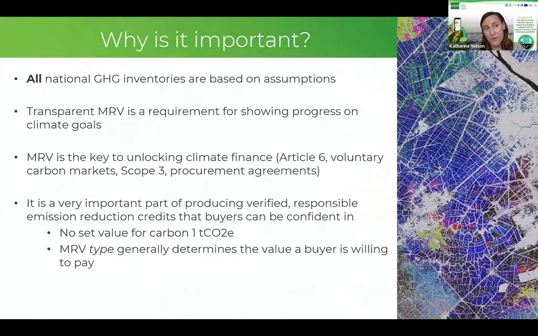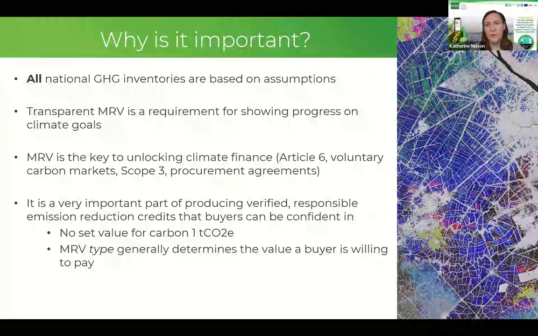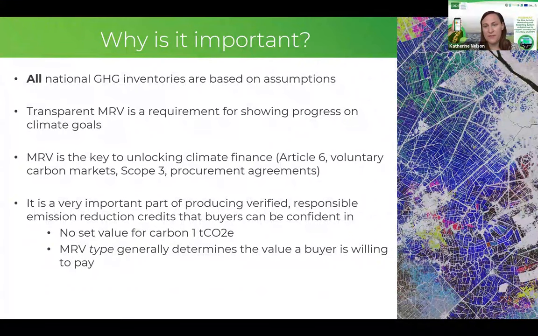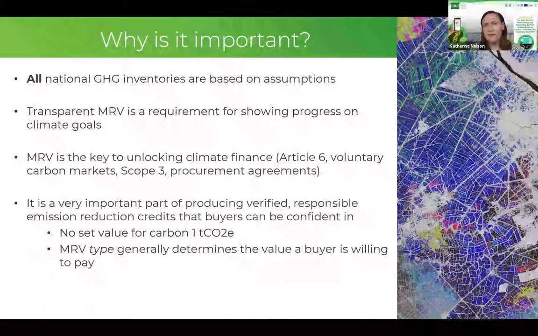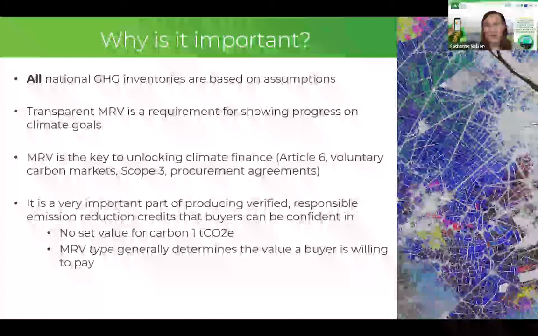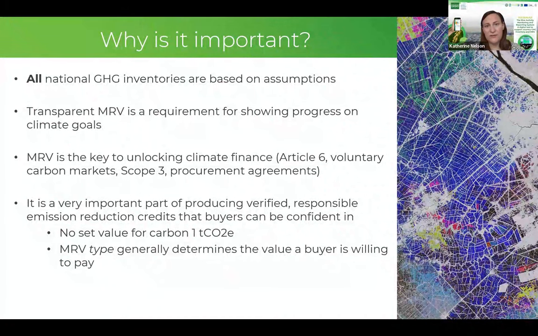So why is it important? It is because currently all national greenhouse gas inventories are based largely on assumptions. These assumptions are often taken from polls or surveys, but those are generally done at a single point in time and on a relatively small sample population. And then these are quite expensive, so they're not done very often. So the majority of inventories are actually based on assumptions. We don't actually know much about what's happening on the ground day to day or season to season.